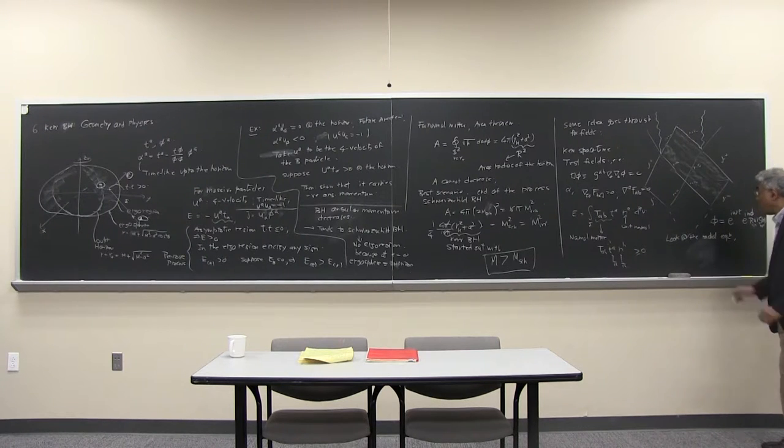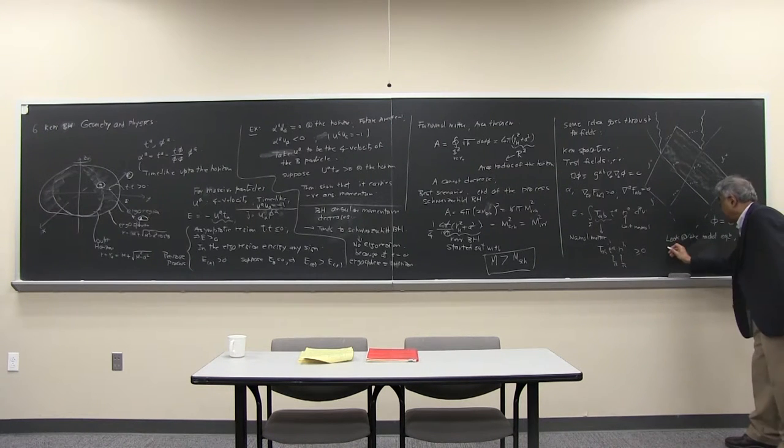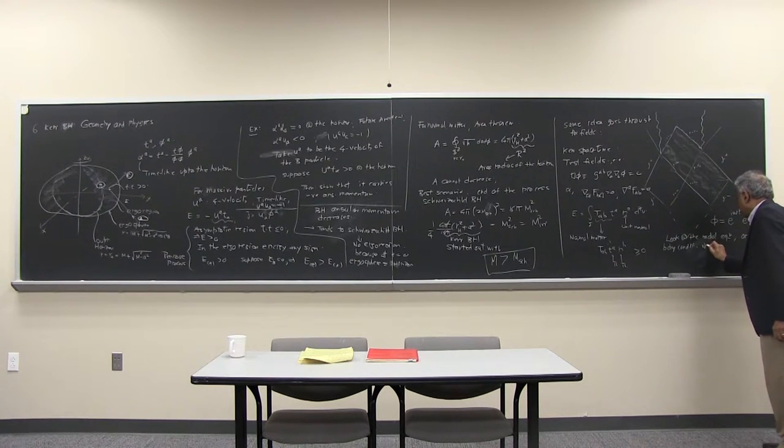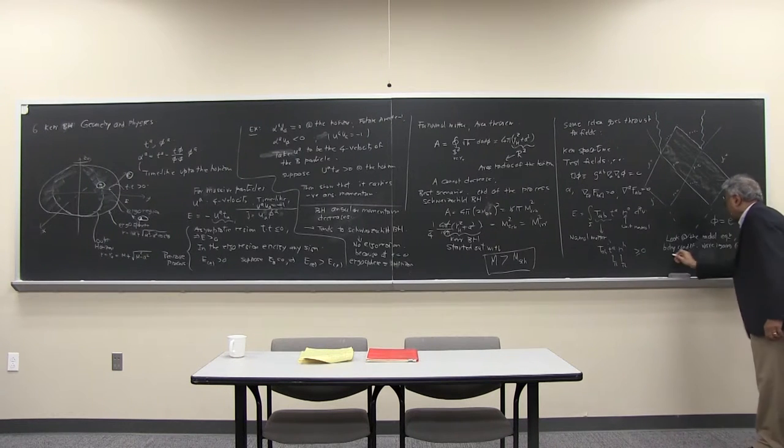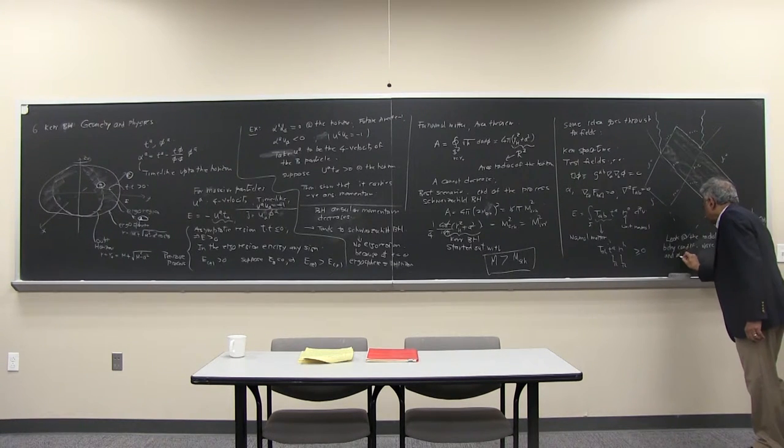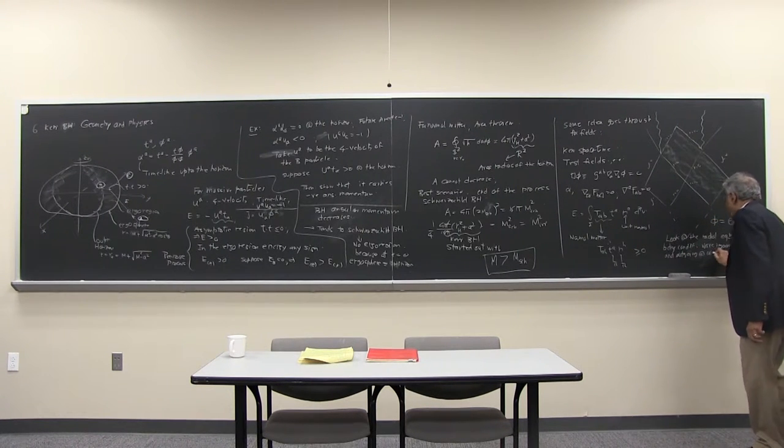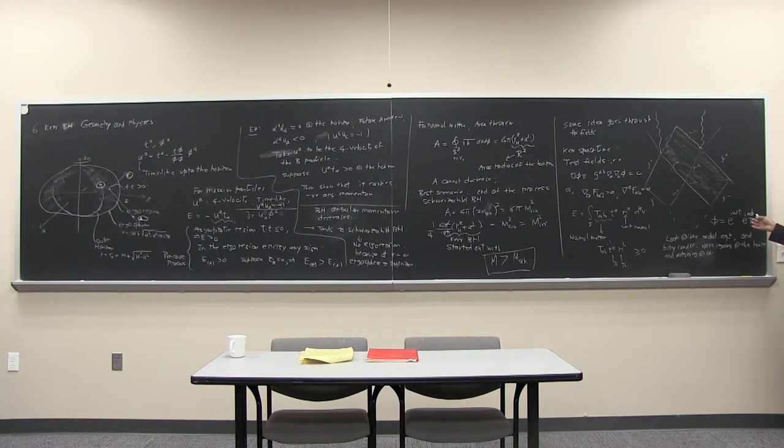Look at the radial equation and put the boundary condition that the wave is ingoing at the horizon, or the mode is ingoing at the horizon and outgoing at infinity. So these are the boundary conditions put on individual modes.